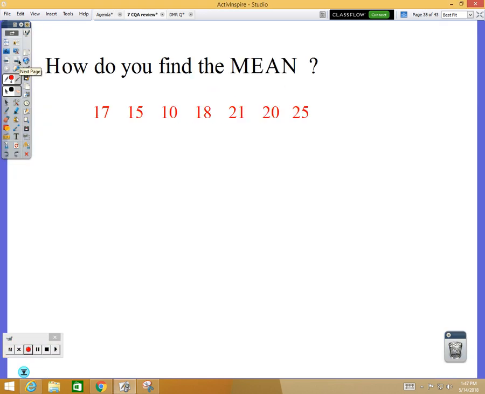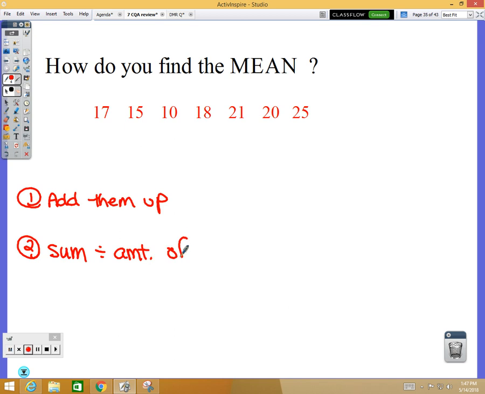Alright, first, let's review how you find the mean of a set of numbers. Colin, help us out. What do we do? Good. So we're going to add them up, and then we're going to take the sum. That's the answer to an addition problem. We're going to take the sum divided by the amount of numbers we have.